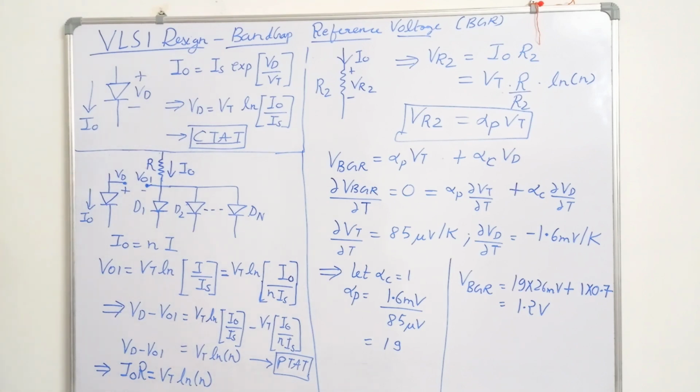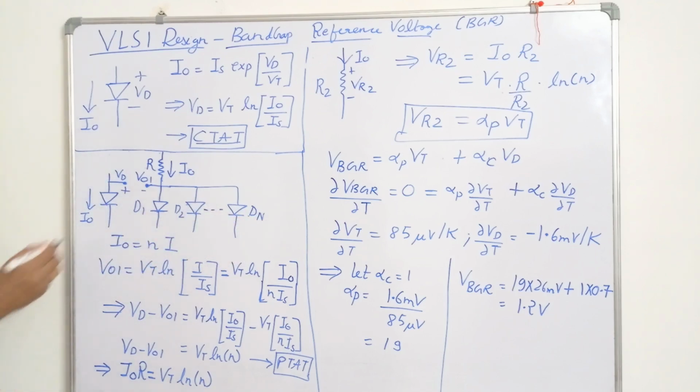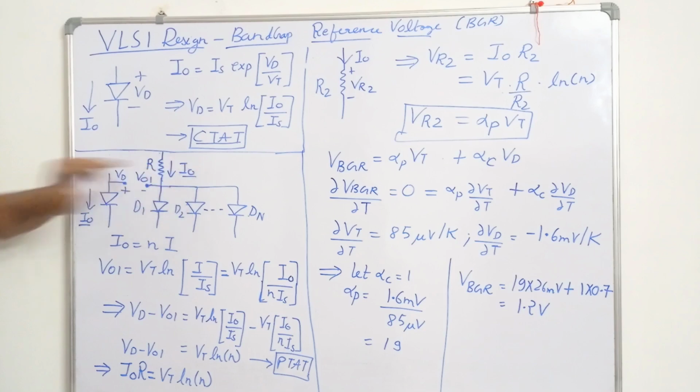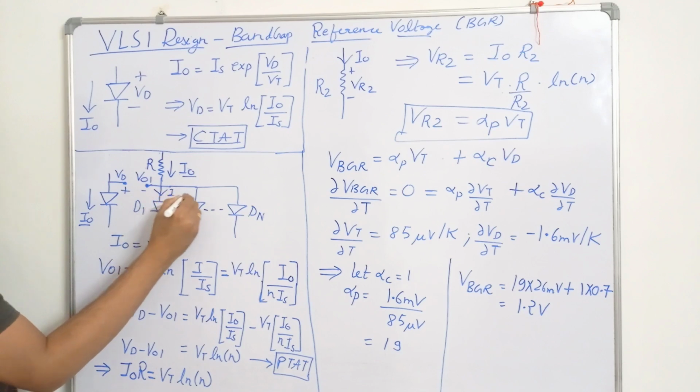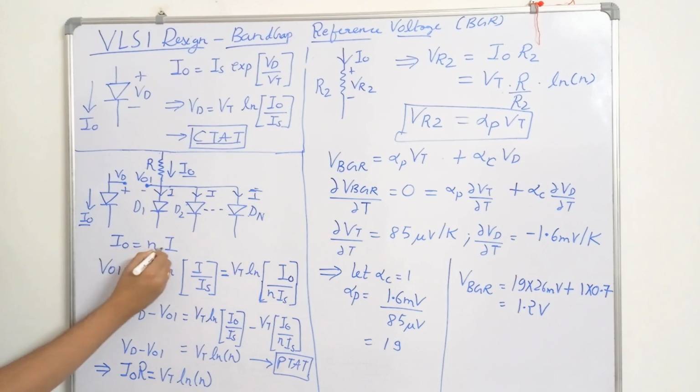Now consider this arrangement. This is Vd, this is VO1, and we have n number of diodes, 1, 2 and up to n. This is a resistor. This current I naught is replicated here using a current mirror, obviously. This is a resistance R, and through resistance R the current is I naught. The current through all these diodes is I, so I naught equal to n times I if we assume that there are n number of diodes.